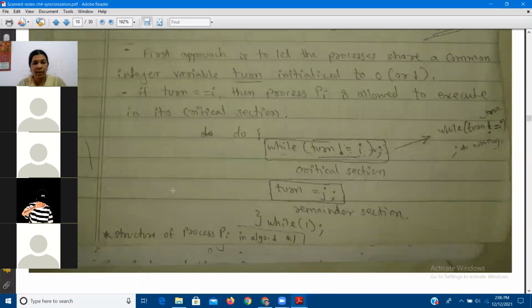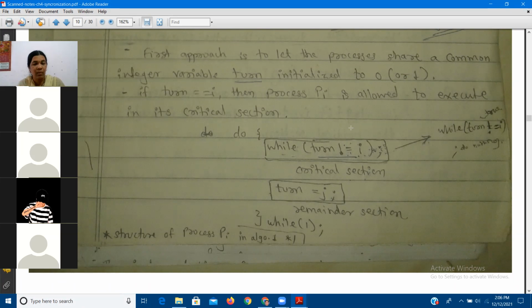So infinite do while loop is there. So do while turn not equal to I, जेव्हा I चा turn नसणार आहे, so semicolon. So semicolon indicates that if turn not equal to I, so if I's turn is not there, so do nothing. Otherwise enter in the critical section.